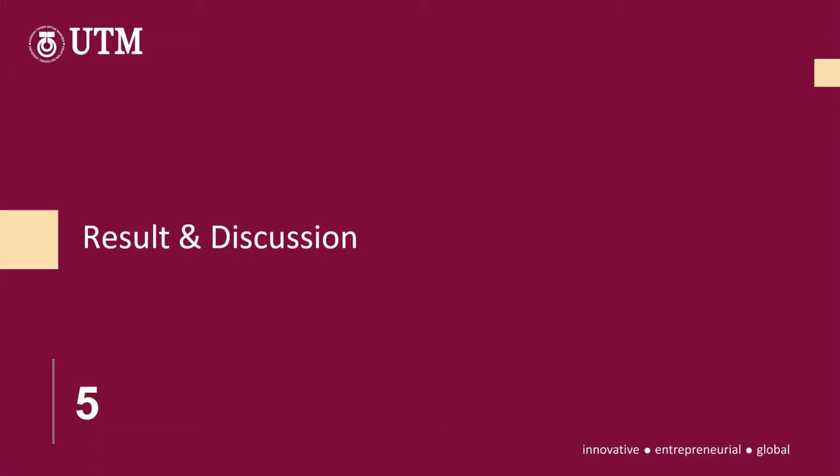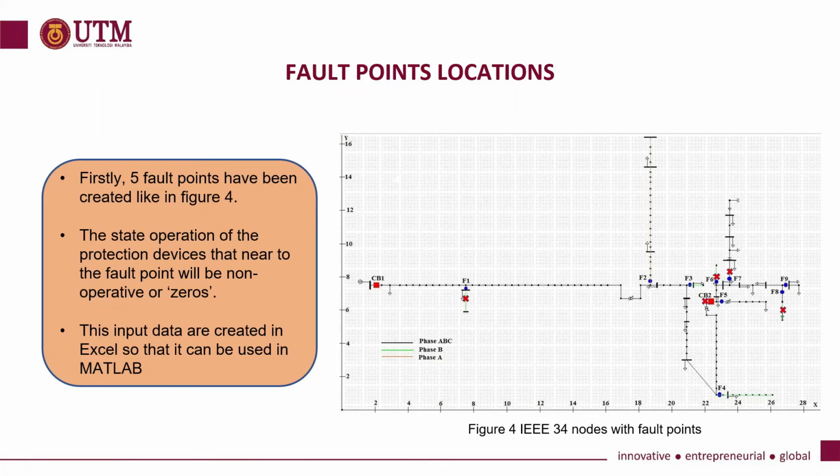The results in this work are, firstly, I have successfully created 5 fault points just like in figure 4. The access symbol in figure 4 is the location of the fault point. The state operation of the protection device that is near the fault point will be non-operative, or zeros. So in this case, the state operation of the protection device for F1, CB2, F6, F7 and F8 will be 0. These input data are created in Excel so that they can be used in MATLAB.